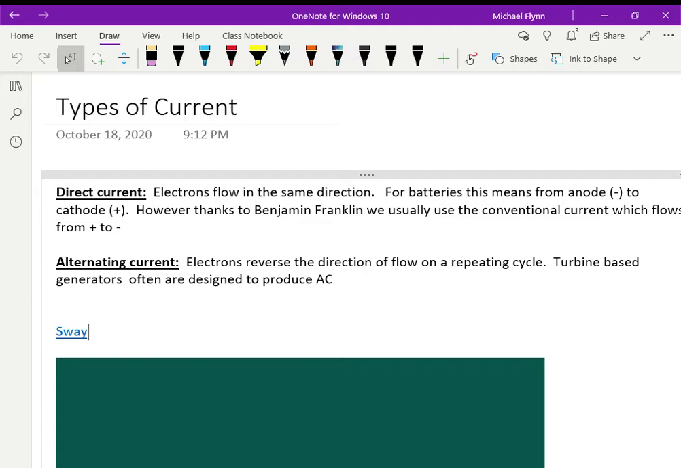Back to electricity. We're done the chemistry. I haven't really marked the chemistry yet, but I'll get to it as soon as I can. Let's talk about electricity, though.